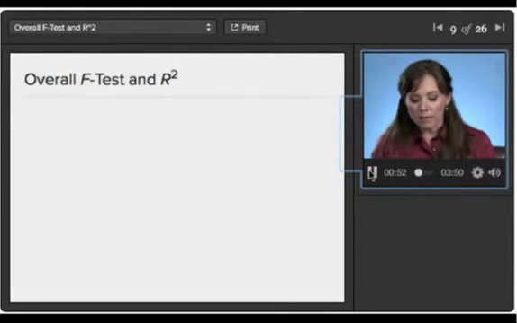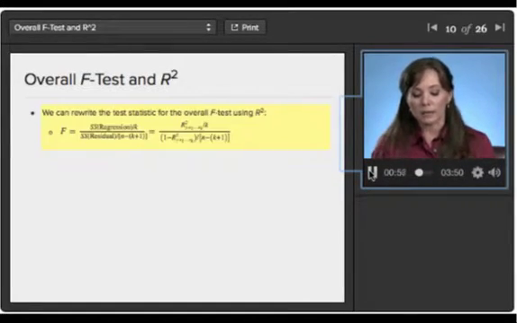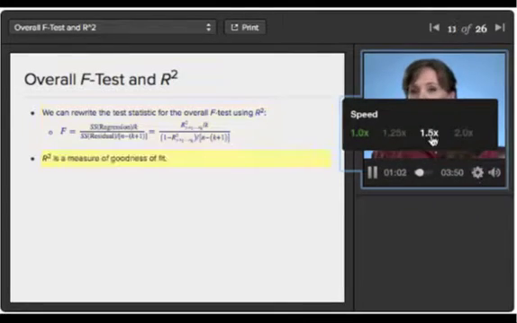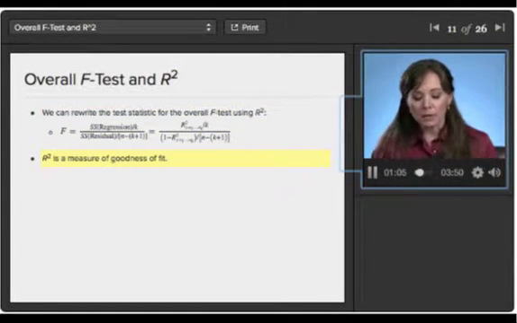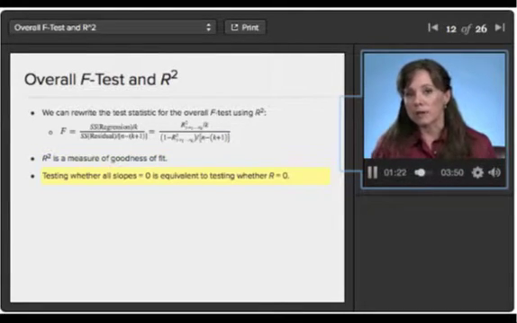Now the overall F-test involves R-square as well. We can rewrite the test statistic for the overall F-test using R-square. What does that mean about R-square? Well, it's a measure of goodness of fit, but it also means that the overall regression test, where we're testing whether B1 equals B2 equals all the way up to Bk equals 0, that is, whether all the parameters are equal to 0, is equivalent to just testing whether or not R is equal to 0.